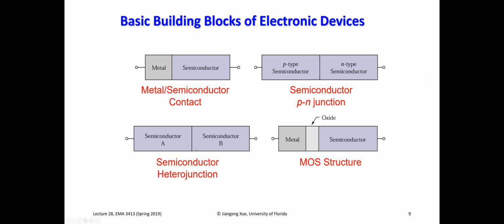Finally, you can also involve oxides, and we can have a metal oxide semiconductor structure, or MOS structure. Sometimes you see a mix, with the oxide being isolated in the middle. Those are the structures commonly used in many of the transistor devices in electronic systems. This is the end of the review.